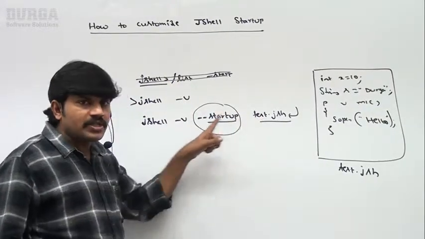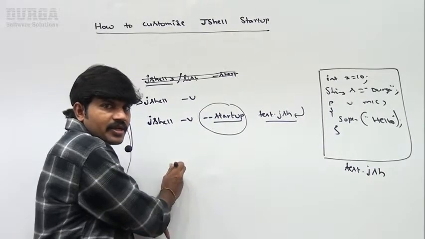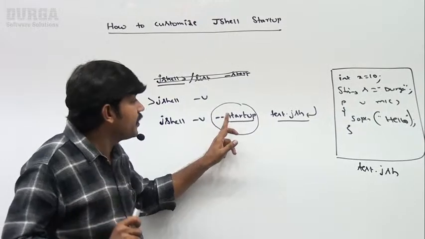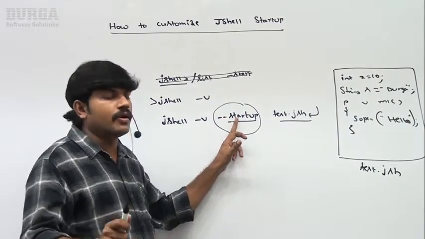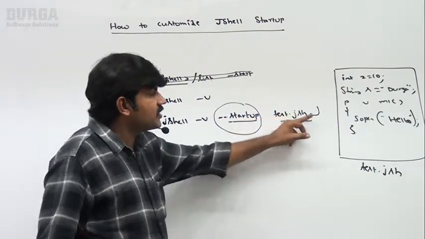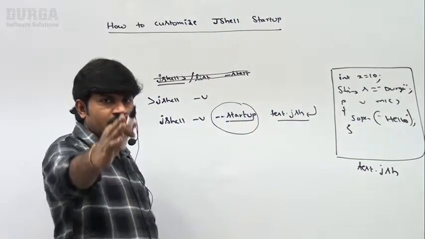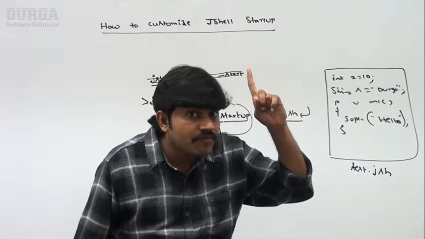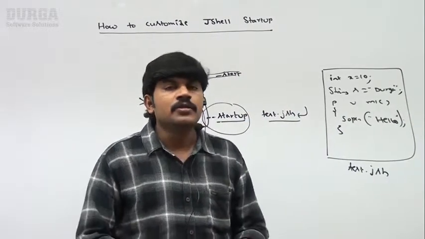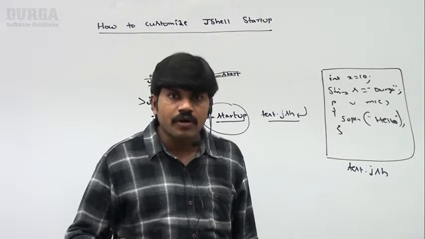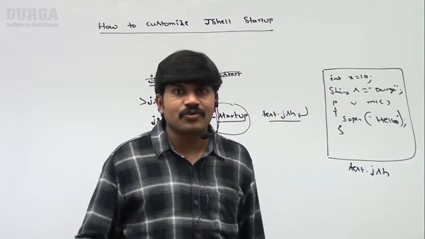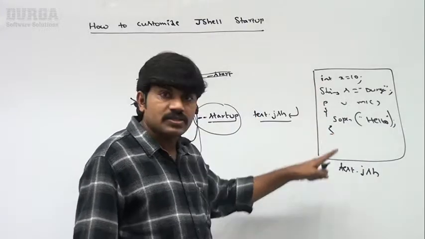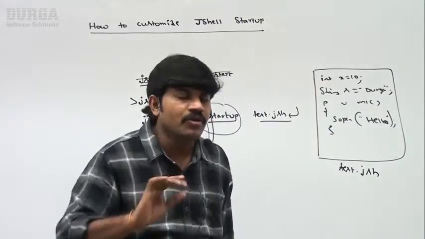If you open JShell like this, what is the problem we are going to get by default? Make sure, sir, whatever snippets are available by default, the default startup snippets are not available. Default import statements are not available. Sir, I want those default startup snippets also, in addition to this. What do you have to do?